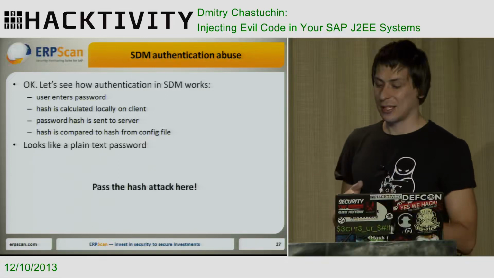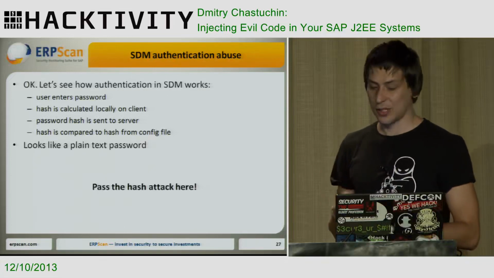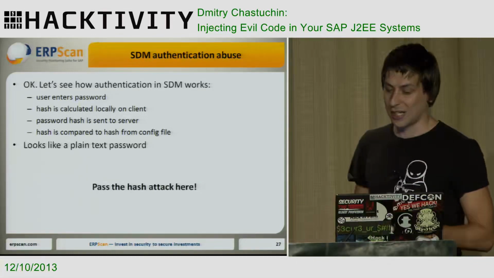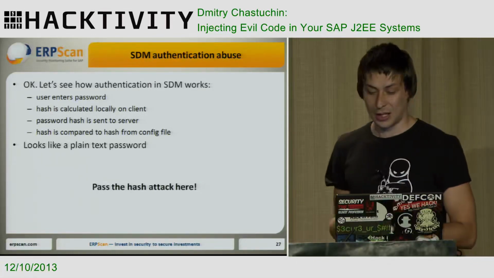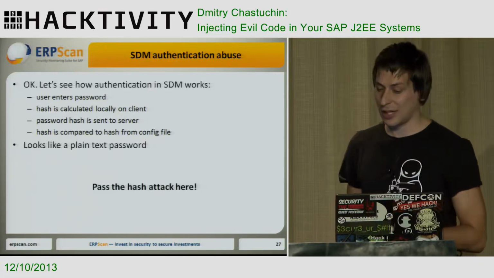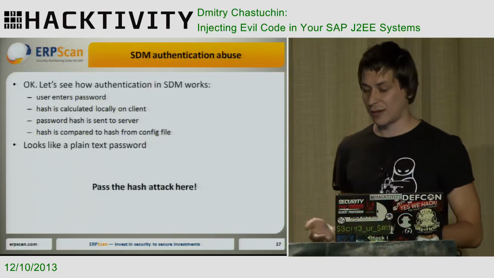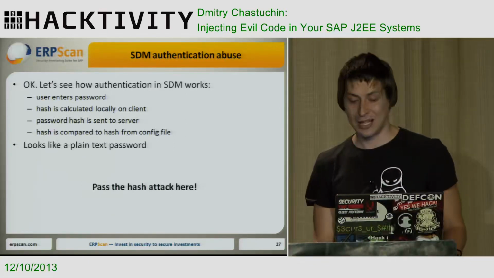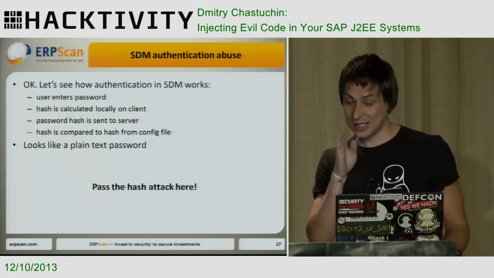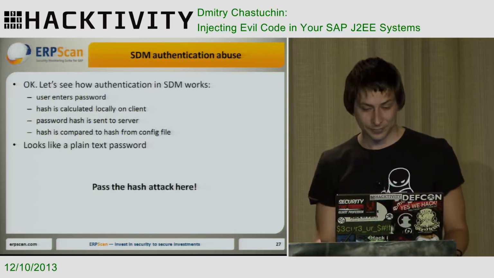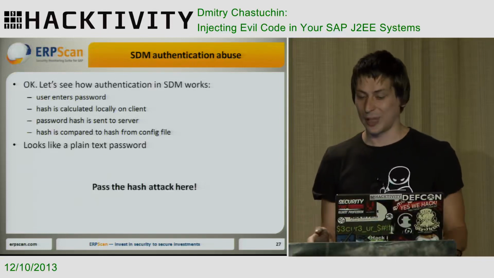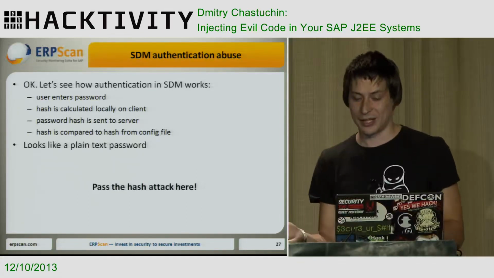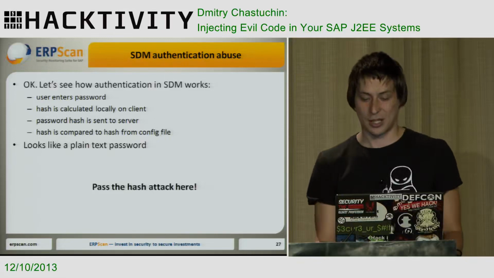It appears that SDM is sending to the server not the password the user types in the form, but the hash of that password. SDM calculates the hash locally and sends it to the server for authentication. On the server, this hash is compared with the hash from the SDM config file, and if they are the same, access is granted. It's like storing a plain text password in the text config file and sending the plain text password from the client too.